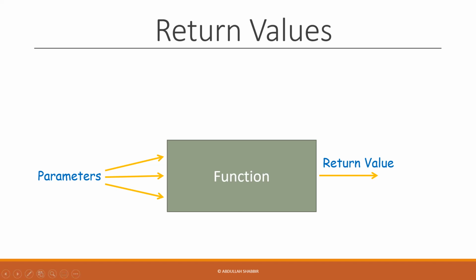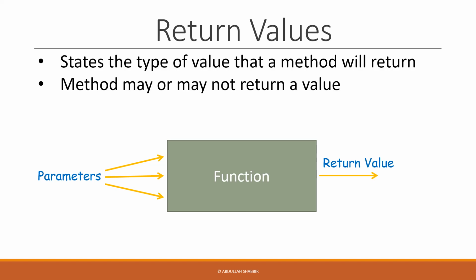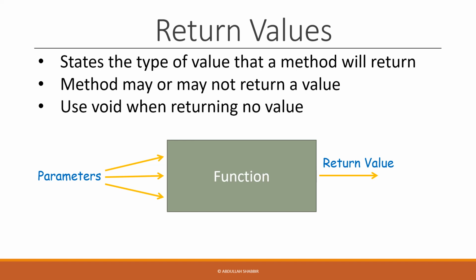Not only can functions take in data as parameters, they can also return data to you. This is called the return value of a function, and it states the type of value that a function can return. A function may or may not return a value, and if a function does not return a value, we have to use void. Our parameters can act as input to functions, and their return value is its output, which is defined by the return type we have seen in our function's definition.